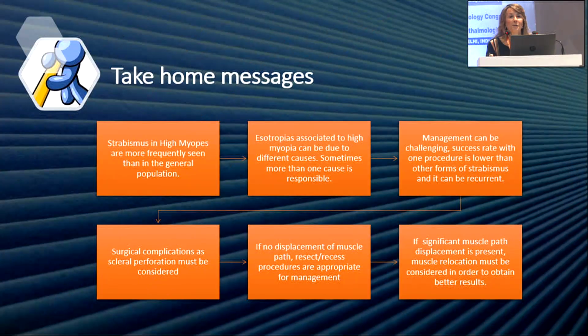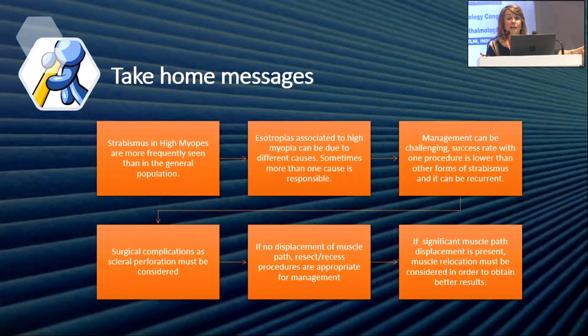So to conclude, strabismus in high myopes is more frequently seen than in the general population. General population up to 5%, in these patients up to 20%. Esotropias associated with high myopia can be due to different causes, as you have seen in this previous patient. First as an infantile esotropia, then as a sensory esotropia, and then she also had the muscle paths displaced.